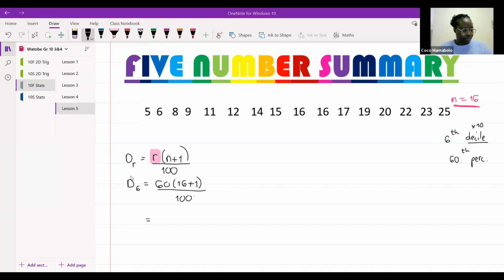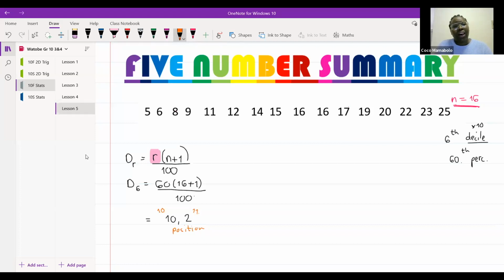Yes, Blessing, correct. Okay, ma'am, we're going to get 10,2. Beautiful, 10,2. Now, 10,2 is the position, right? Yes, ma'am. But 10,2 lies in between two numbers. It's going to be the number in the 10th position and the number in which position? I think 11th. Yes, good. 10,2 is in between the 10th and 11th.